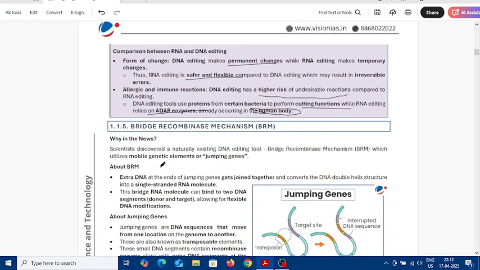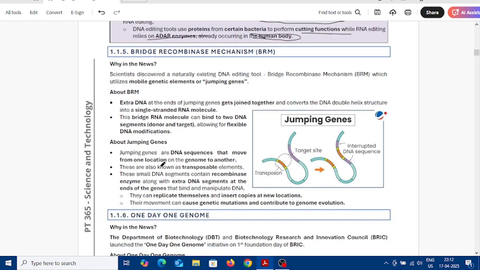Then we have the bridge recombinase mechanism. Scientists have discovered a naturally existing DNA editing tool. Naturally existing.